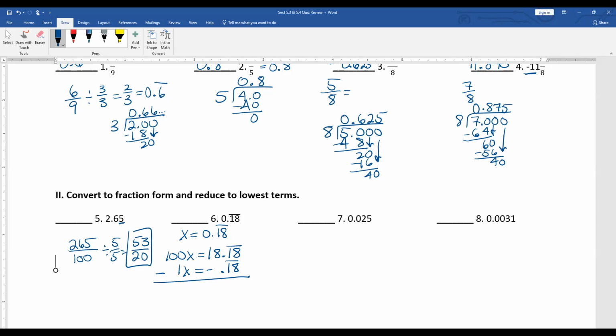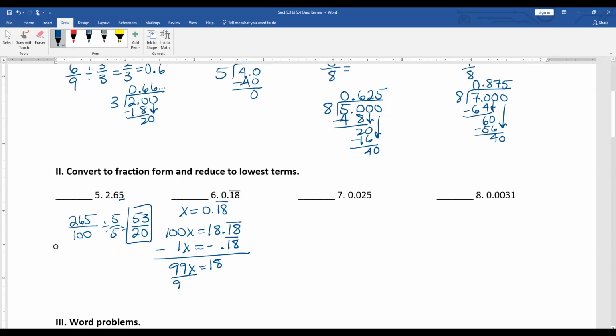100, this is understood coefficient of 1. So that's 100x minus 1x. So that becomes 99x equals 18. And then you can isolate the variable by dividing by 99, and you get x equals 18 over 99. You can reduce these, both of these reduce by 9, and so we end up with 2/11. So our final answer is 2/11. This one was 53 over 20.